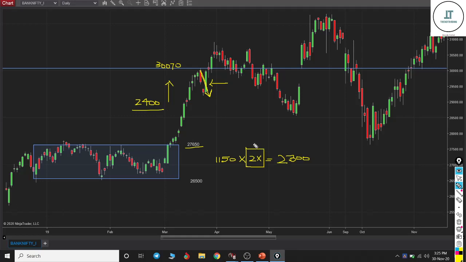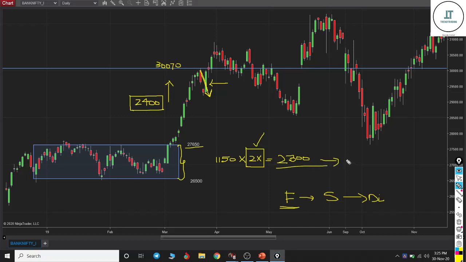So what was our expectation? From my experience, I'm sharing it, that is 2x. It has been more than 2x, that is 2,400. Now what I told is faster, stronger, and in the direction of the breakout. Look at this, faster, how fast the price has moved. This balanced zone price range was 1,150 points.